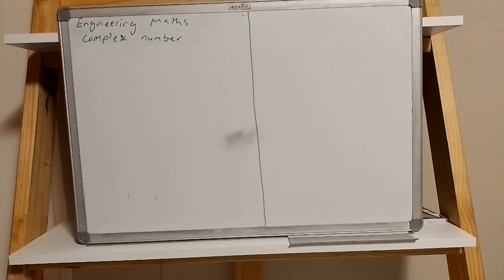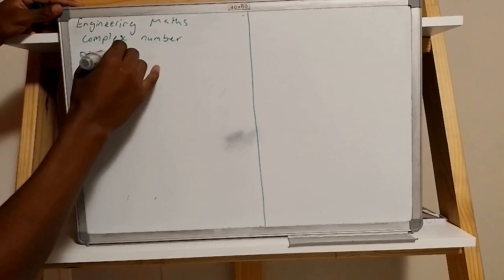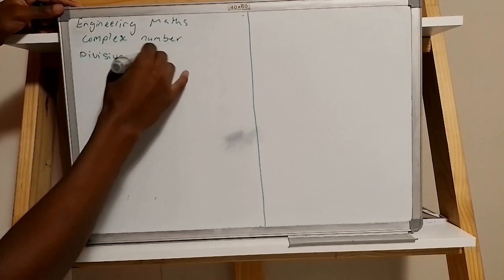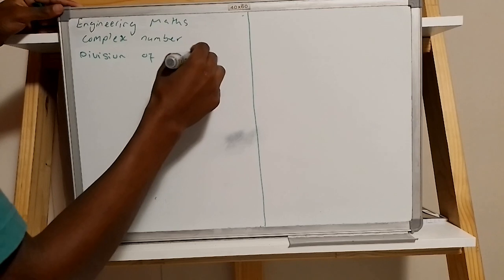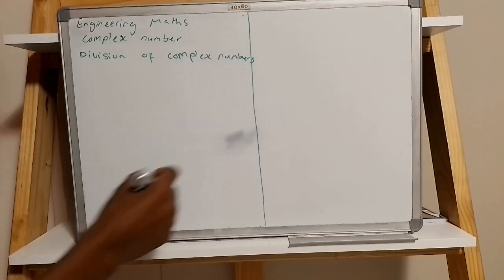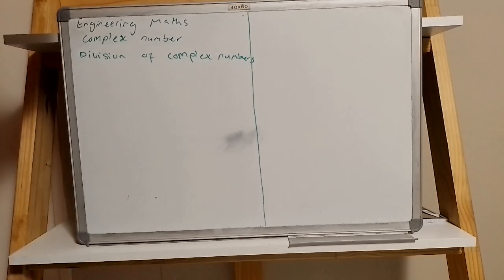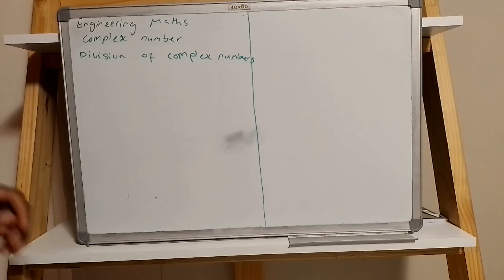Today we are doing complex numbers, and we're doing division of complex numbers. On previous videos we did multiplication, subtraction and addition of complex numbers. So now we're doing division of complex numbers, right?